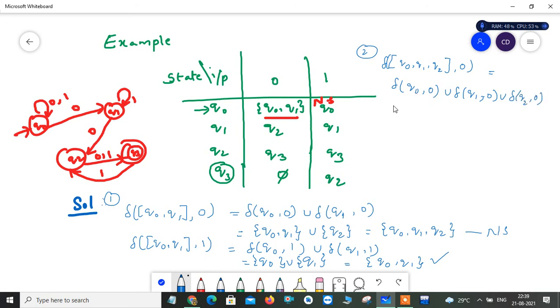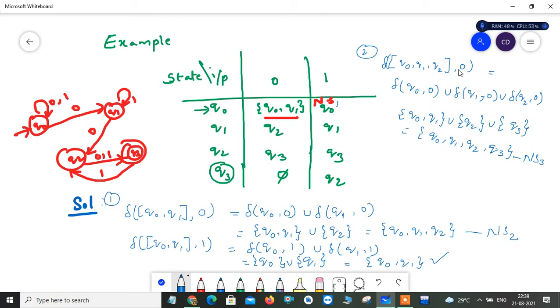So what is Q0 0? Q0 0 is nothing but Q0 Q1, union Q1 0 is nothing but Q2, union Q2 0 is nothing but Q3. So after performing the union, you get Q0, Q1, Q2 and Q3. Now you are observing that this is another new state. Right, so I can number this as your new state 1, this is your new state 2, and this is your new state 3.